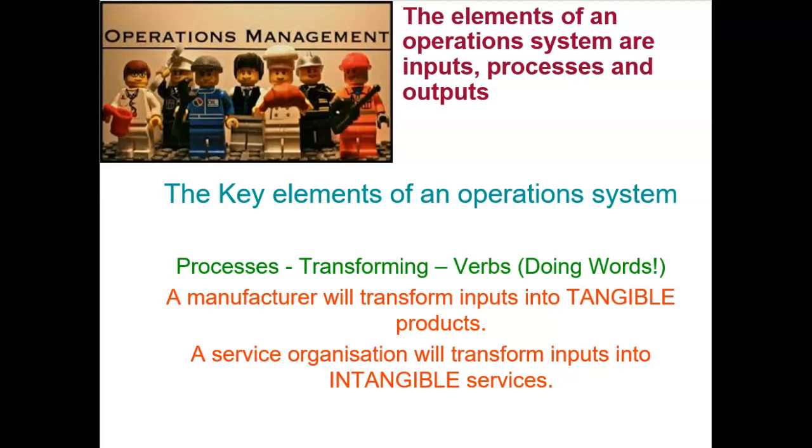So a service is different to a manufacturing organisation. The manufacturer produces that tangible product. Service organisation transforms inputs into an intangible service. So they're one of the characteristics, and we'll go through a few more shortly.